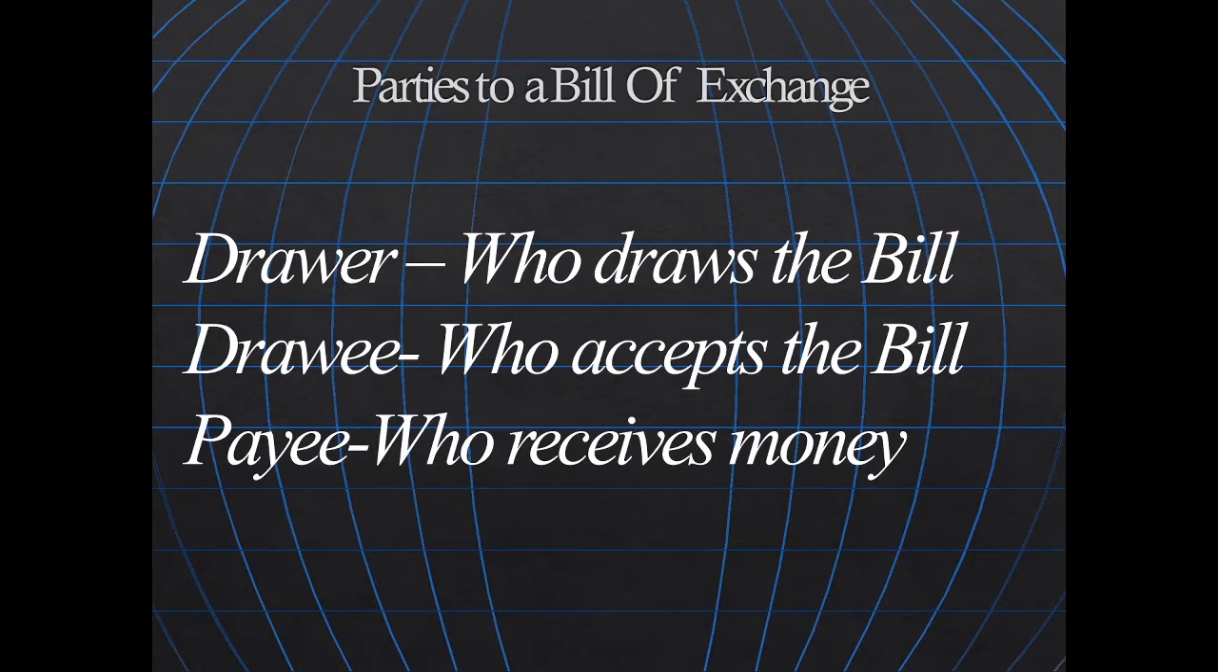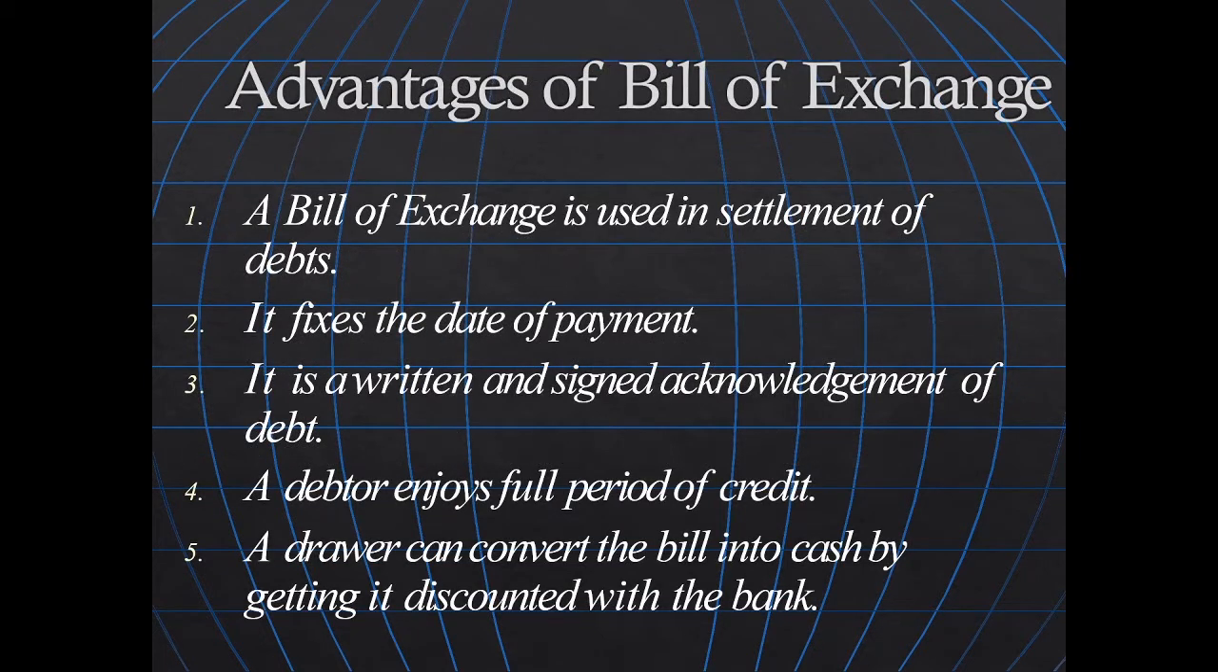So there are three parties: the drawer, the drawee, and the payee. The advantage of the bill is that it is used for settlement of debts. Even banks or large organizations with huge amounts may postpone the payment, or they sold goods on credit. For security purposes, they will accept the bills and send them to the makers or sellers. For the time being, these amounts will be settled by payment against the bills.